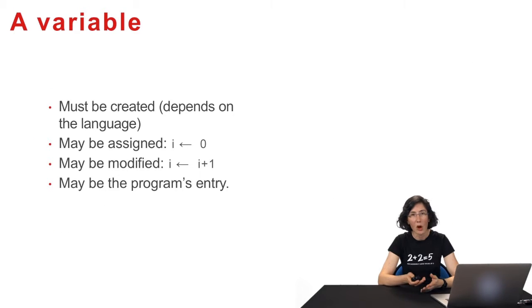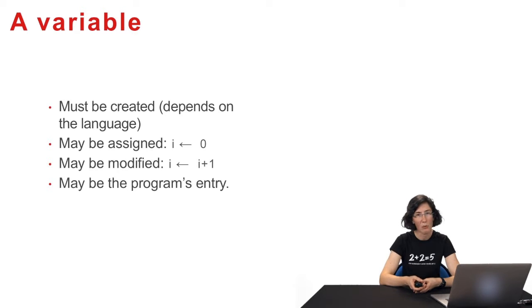Normally, a variable needs to be created. That depends on the programming language. Some of them actually create one automatically as soon as a variable is used. It can be assigned, so a value can be input, like 0, 45, etc. It may be modified from pre-existing variables. A regular assignment is I gets I plus 1. That means considering the value of I, add 1 to it, and rewrite on I's memory space this new value. So if I equal 3, after that instruction I equal 4.